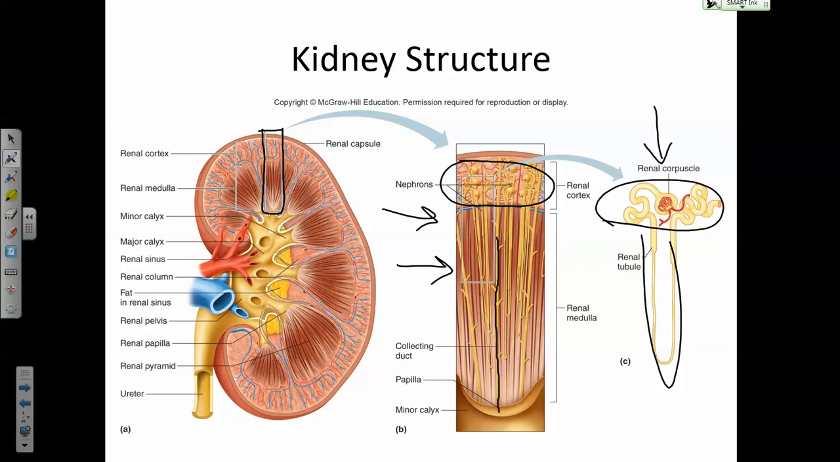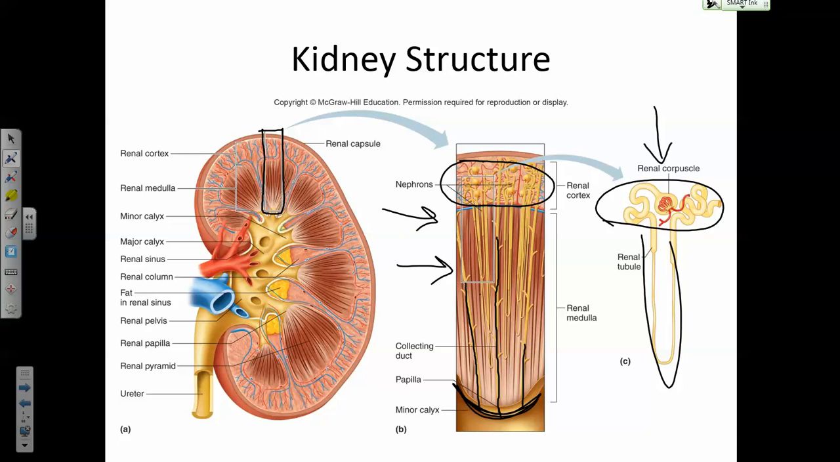It may not be named yet in your notes, but I'll have it. You'll see it. But these are the ducts that drain through the openings in the renal papilla. And so they're called collecting ducts. So they collect the urine from all the nephrons and drain them into the renal pelvis, through that into the minor calyx. Okay. All right.